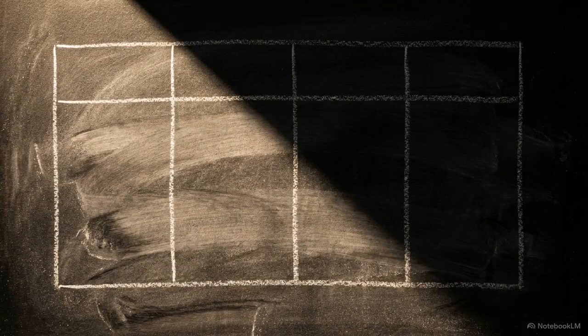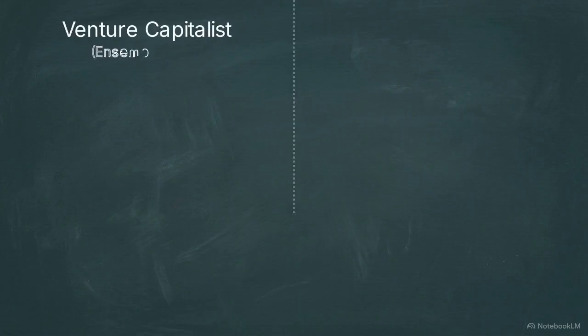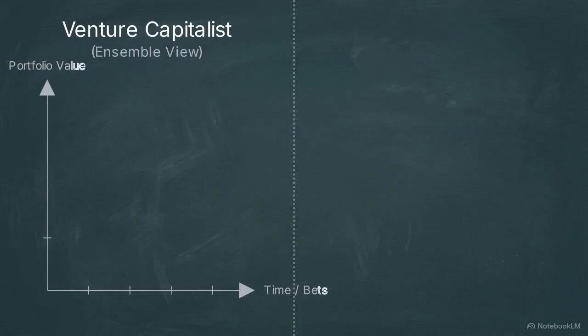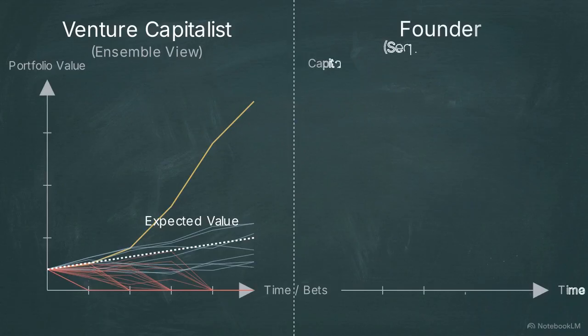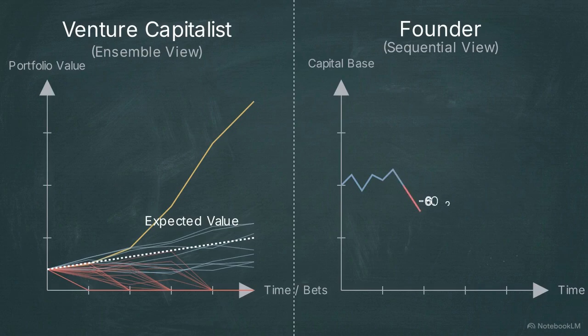This mathematical framework exposes a persistent source of malpractice in the modern startup ecosystem. This diagram maps out the venture capitalist's view on the left. Operating 50 concurrent portfolio companies, they genuinely live in an ensemble world where localized failures average out against massive winners. On the right is the founder. They operate a single sequence of bets in strict time. 2 early failures do not average out. They compound, exhausting the capital base and terminating the game.